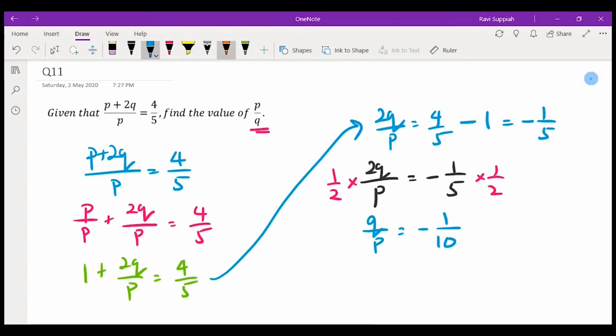Alright, what I want is p/q. So I invert the left hand side, so I have to invert the right hand side as well. So what I have is p/q = -10. Alright, -10/1, but you can just simply write it as -10. Alright, so that is the final answer. p/q = -10.